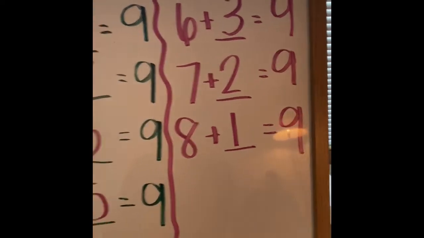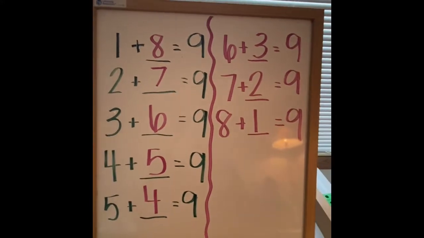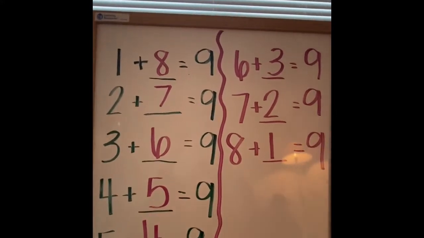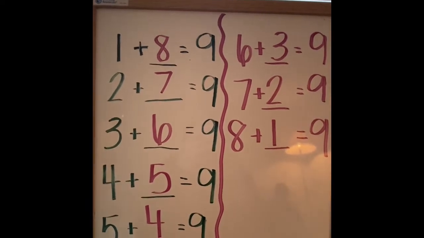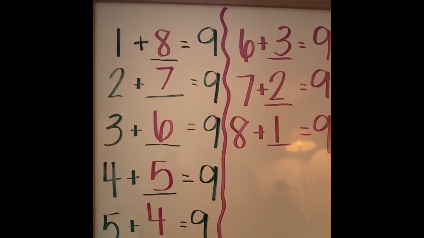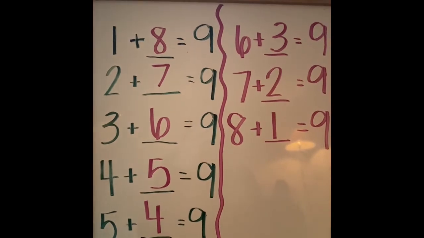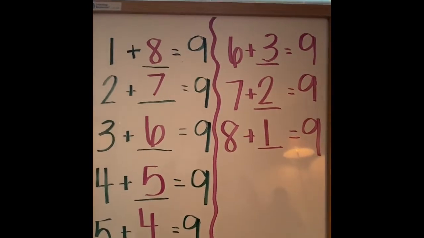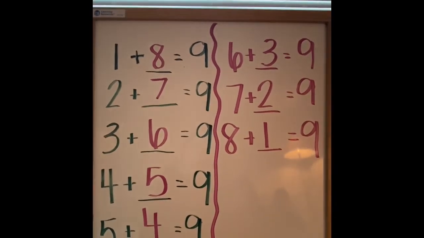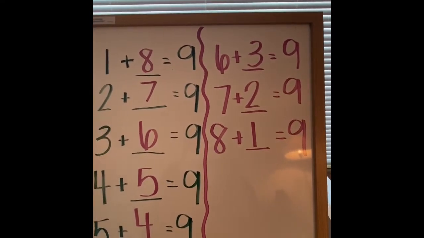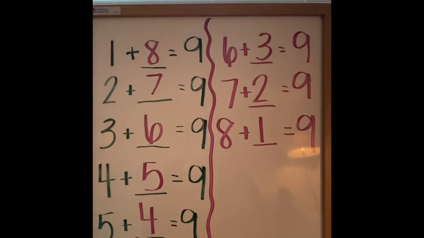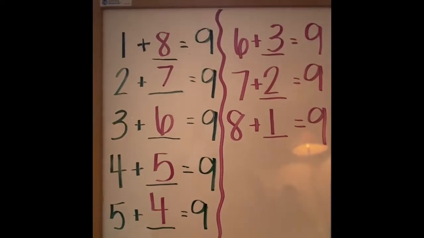And right here, we have all of our addition problems solved. 1 plus 8 equals 9. 2 plus 7 equals 9. 3 plus 6 equals 9. 4 plus 5 equals 9. 5 plus 4 equals 9. 6 plus 3 equals 9. 7 plus 2 equals 9. And 8 plus 1 equals 9.